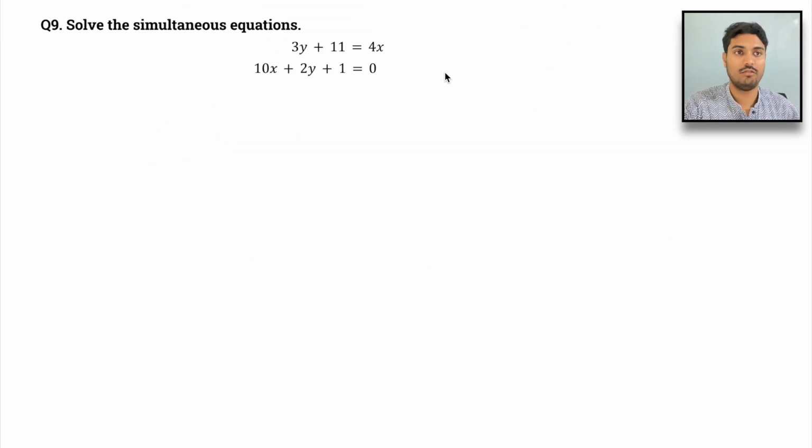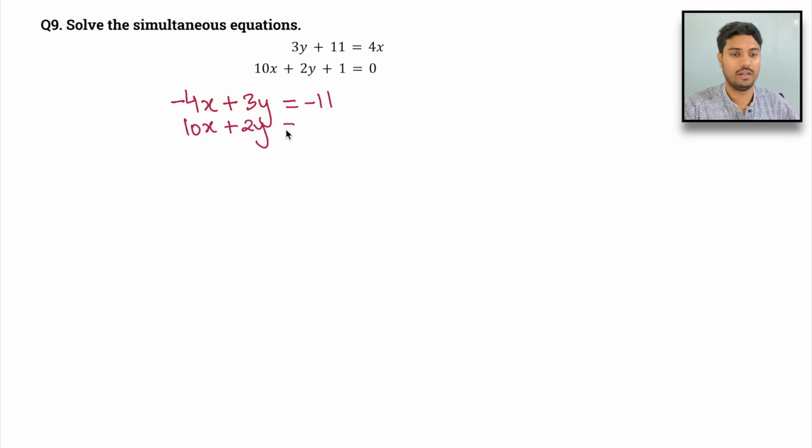Let's solve question number 9 now. We have 3y plus 11 equals 4x and 10x plus 2y plus 1 equals 0. So we can rewrite the first equation as negative 4x plus 3y equals negative 11, and the second equation as 10x plus 2y equals negative 1. So we can multiply the first equation by 2 and the second equation by 3 to make the coefficient of y 6 in both the cases.